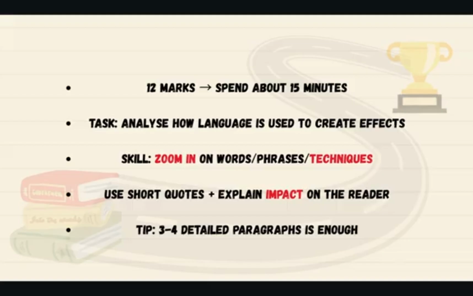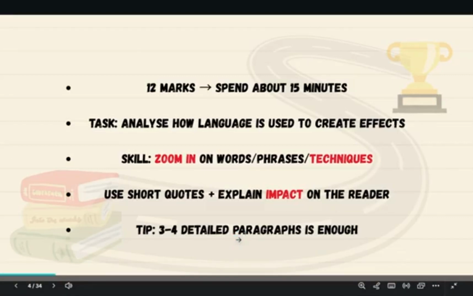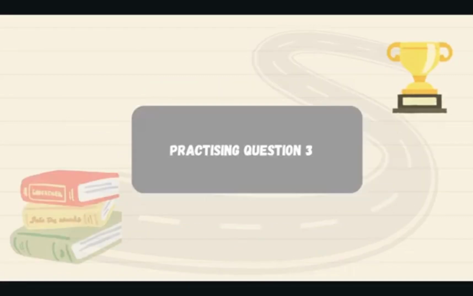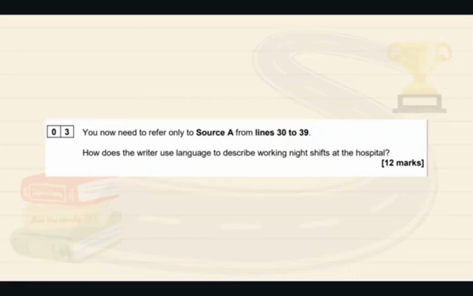The skill you have to demonstrate for this question is zooming in on key words, phrases and language techniques, and you have to use short quotes and explain the impact on the reader. My main tip for this question is that if you're doing detailed paragraphs, 3 to 4 is more than enough. Let's have a look at practicing question 3 then.